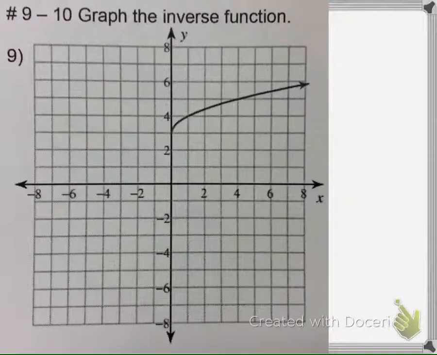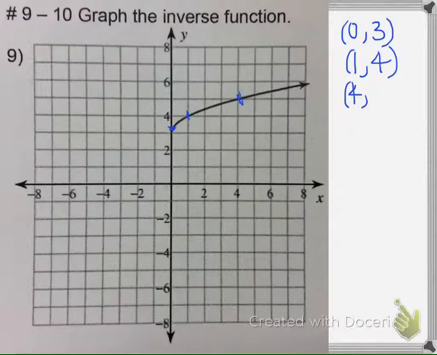In this problem, we're asked to graph the inverse function. So first thing we're going to do is take the graph given and find some points that are on the graph that we can read really nicely. So we have a point right here at 0, 3. We have a point right here at 1, 4. And a point right there that we could read real nicely is 4, 5. The rest we'd kind of have to estimate. So I'm going to go with those 3 points.